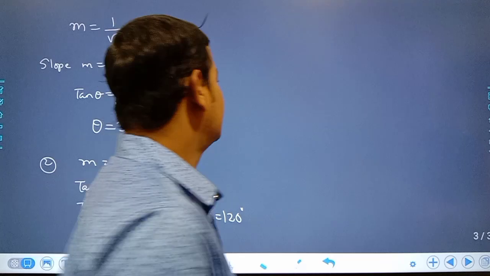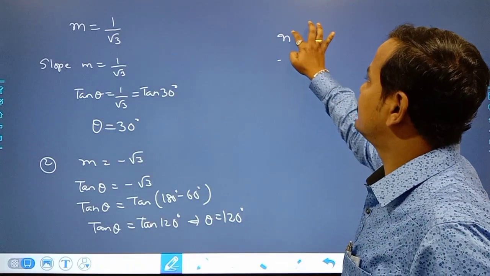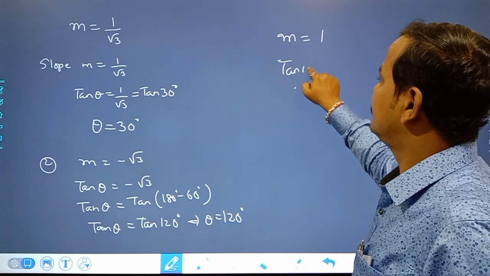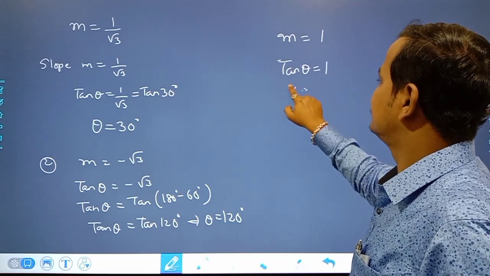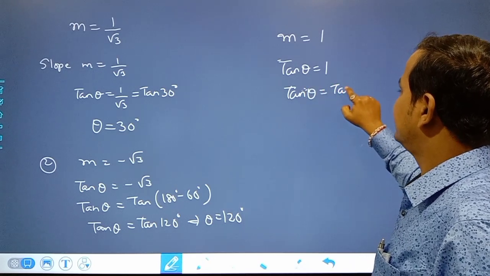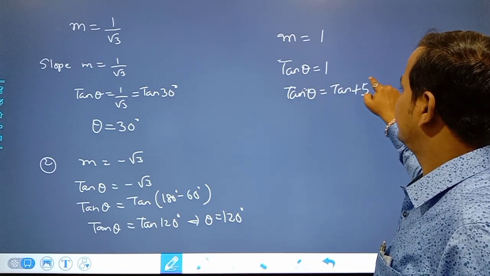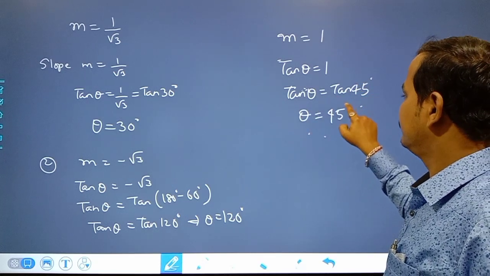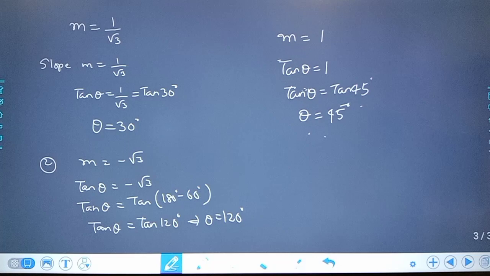Now next, suppose m is equal to 1. Let tan theta is equal to 1. So tan theta is equal to tan 45 degrees. So theta is equal to 45 degrees.